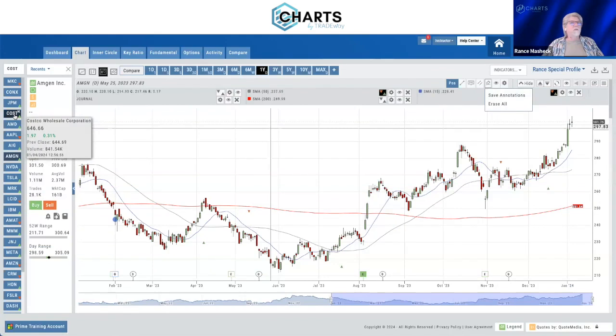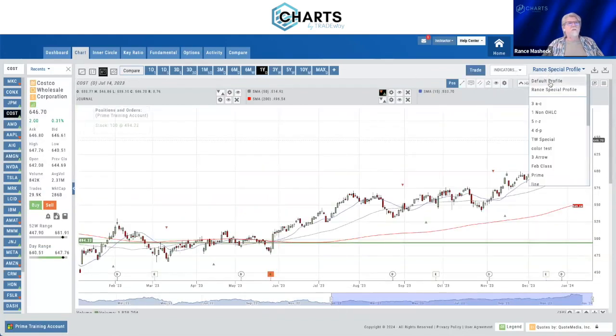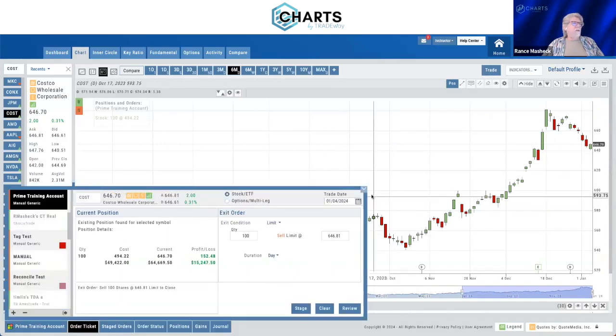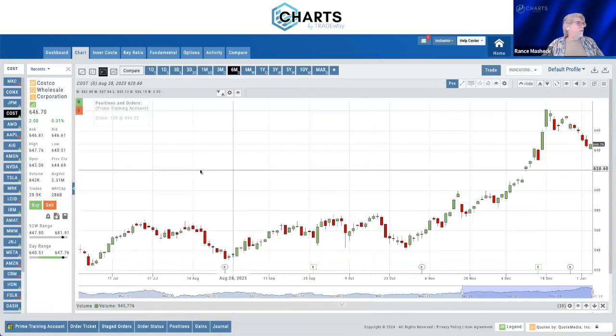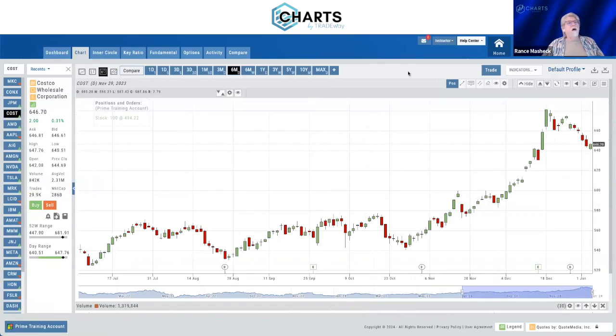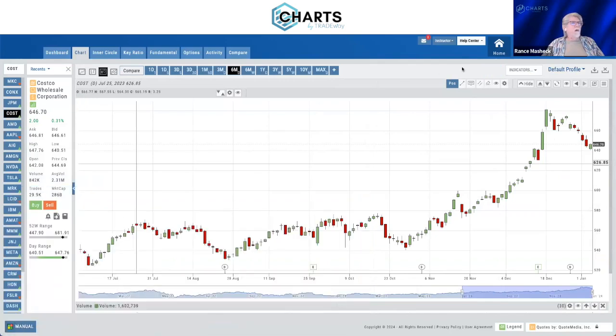Actually, let me go to a different stock here for a second, and I'm going to go to just the default view so it's cleaner. Okay, just setting up so I can show this properly. So this is not going to be the button. This is just for our development.